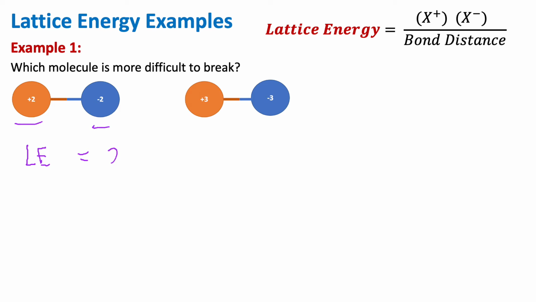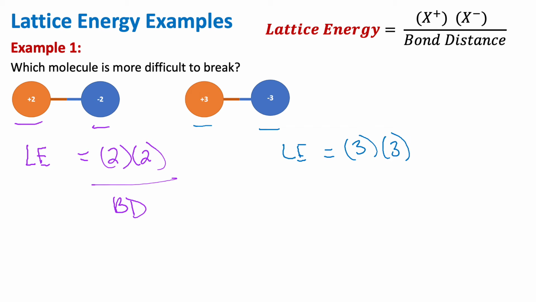So for this molecule, we're just going to go 2 times 2 divided by the bond distance. We'll get to the bond distance in a second. Over here for this second molecule, the lattice energy is going to be equal to 3, the charge of the cation, multiplied by the charge of the anion divided by some bond distance. What's important to note in this question is that the bond distance here and the bond distance here are exactly the same. So we're not really concerned with our bond distance; we're concerned more with the charges. If the bond distance is the same, let's just say the bond distance is 1, for example, and that means we can replace this with 1 down here and 1 down here.